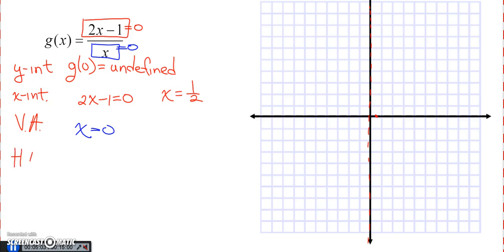Next up, we have a horizontal asymptote. Horizontal asymptotes are found by looking at the degrees of the top and the bottom. When you have the same degree for both, you simply take the leading coefficients. So here, the leading coefficients, 2 and 1, your horizontal asymptote will be y equals 2.